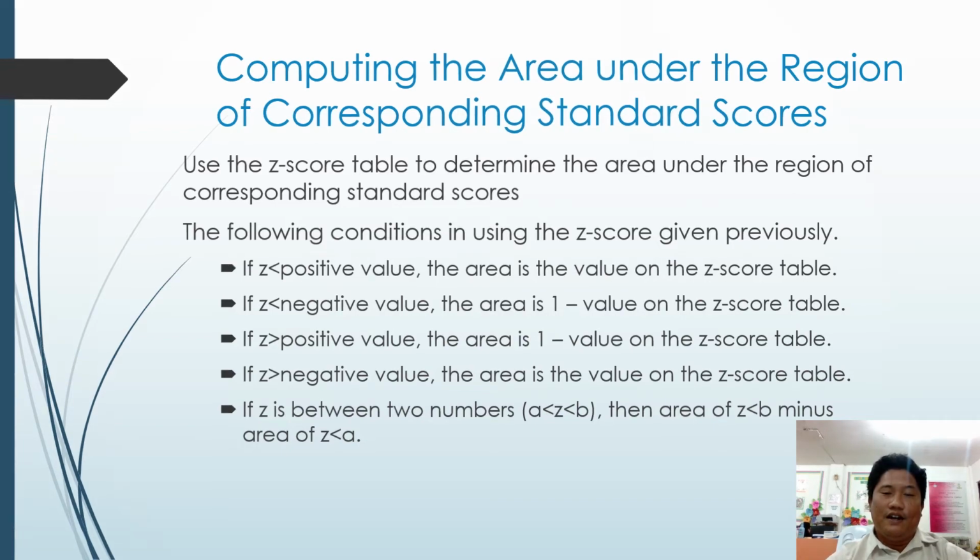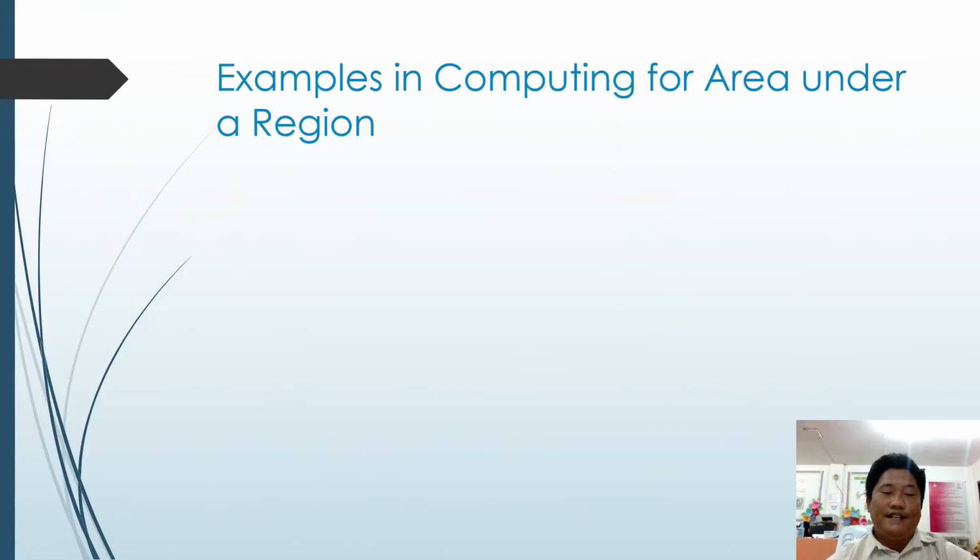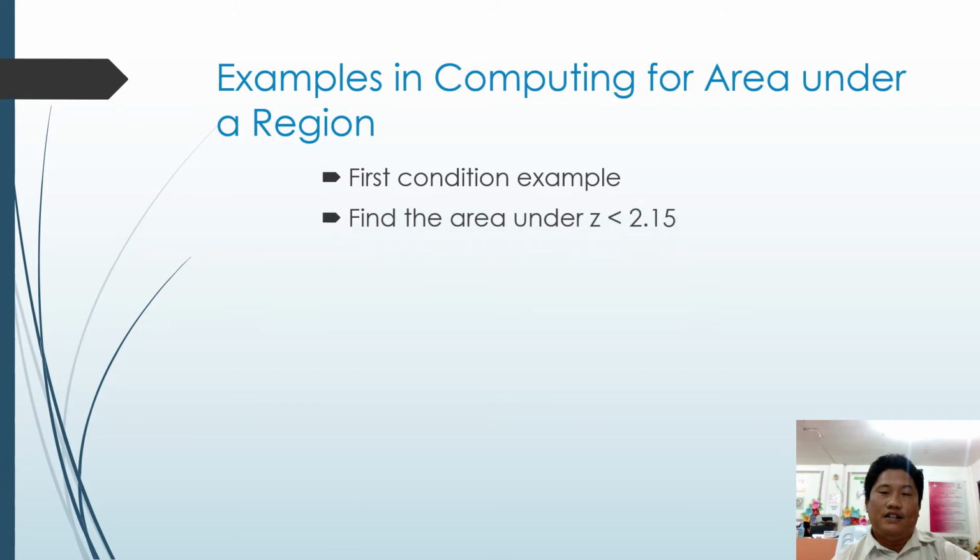So now, examples in computing for area under a region. Let's start with the first condition. So the first condition is about if z is less than a positive value. So let's try to find the area under if z is less than 2.15. So remember, this is our standard curve or standard normal curve.